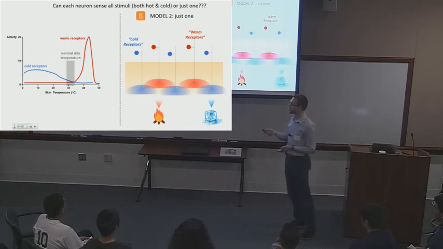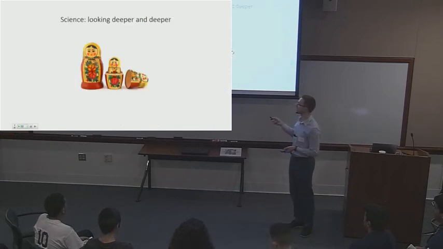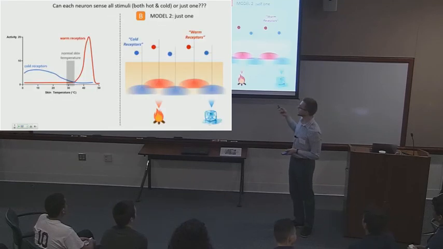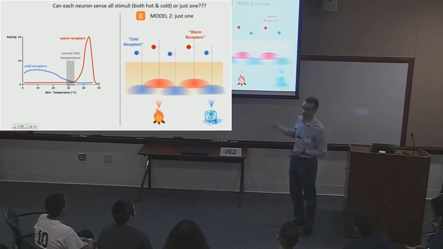And what I like about science is that science is a lot like playing with these things. Do you know what these things are? Russian nesting dolls, right? So you open one and there's another one like that. So science is like that. You can always look deeper and ask new questions. So the next question to ask here is why these things are different. What makes them respond, these to cold and these to warm?